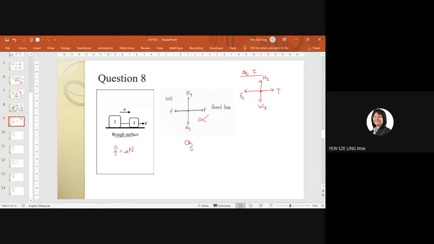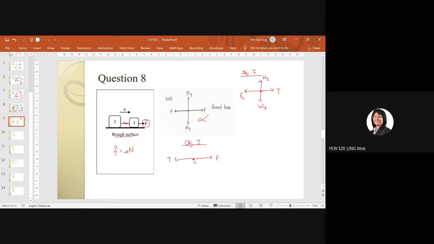So object J, I'm going to draw it here. What do I have? This is the object. Now you have this external force F acting on the object directly. There is a string behind it, and this is the string joining I and J together. It means both of them are using the same string. Therefore, this is a T here.